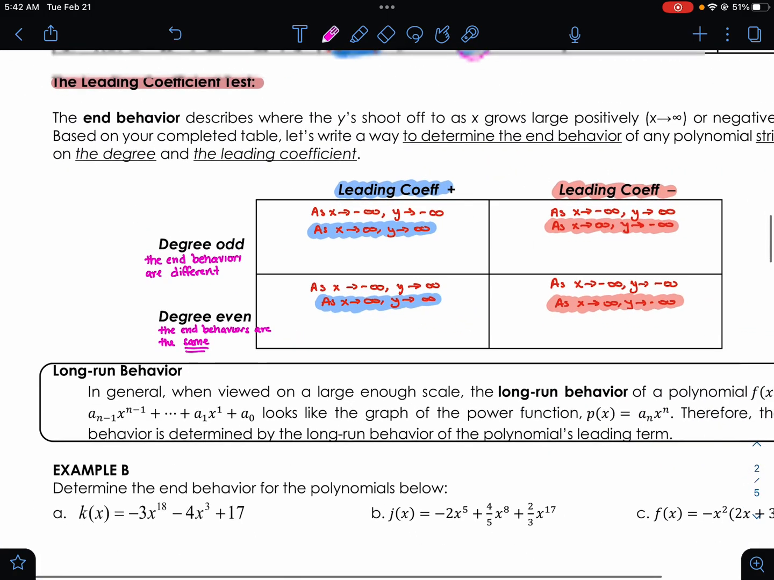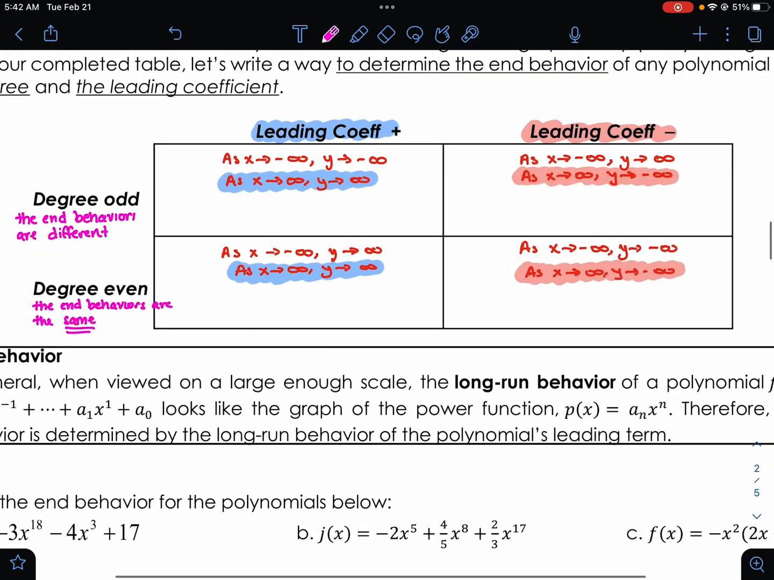Okay, and so you have this little chart here. What you'll see is that if I'm asking you what the end behavior is of a function, there's two things that you need to figure out. You need to figure out what the leading coefficient is. That will end up telling you your right end behavior. And then you need to figure out your degree, because that will tell you whether or not the end behaviors are the same or different.